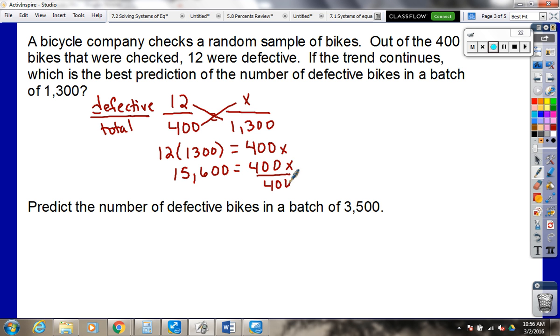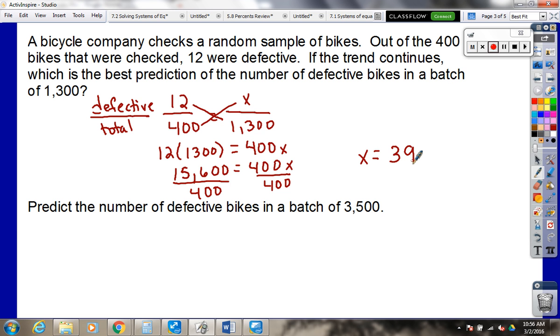And then I'm going to divide both sides by 400. And some of you are good at solving proportions. You don't need to write it all out. You can just kind of skip to it. What will x equal? Anyone have this? Sophia? 39. Good. X equals 39. So we're predicting that there are going to be 39 defective bikes in a batch of 1,300.